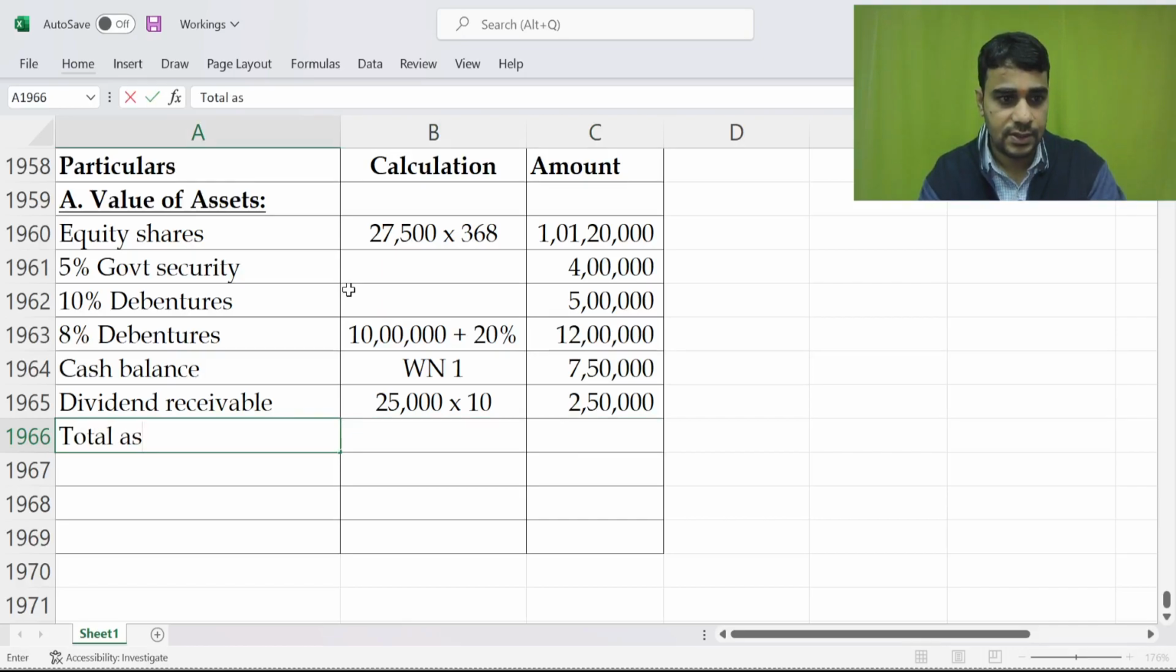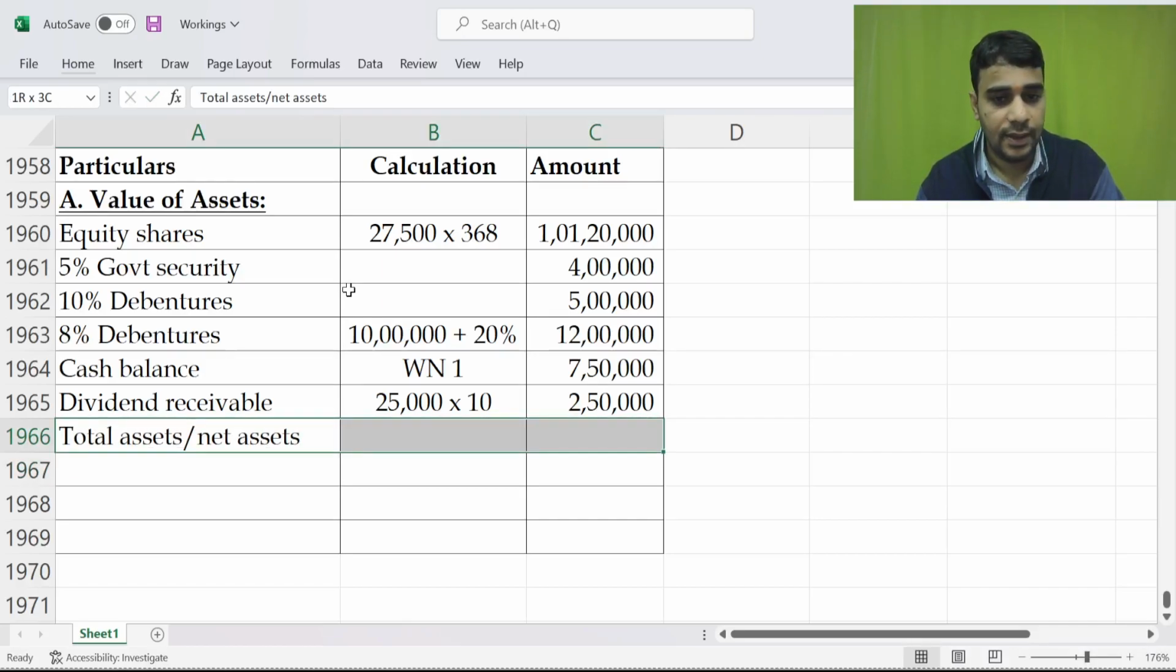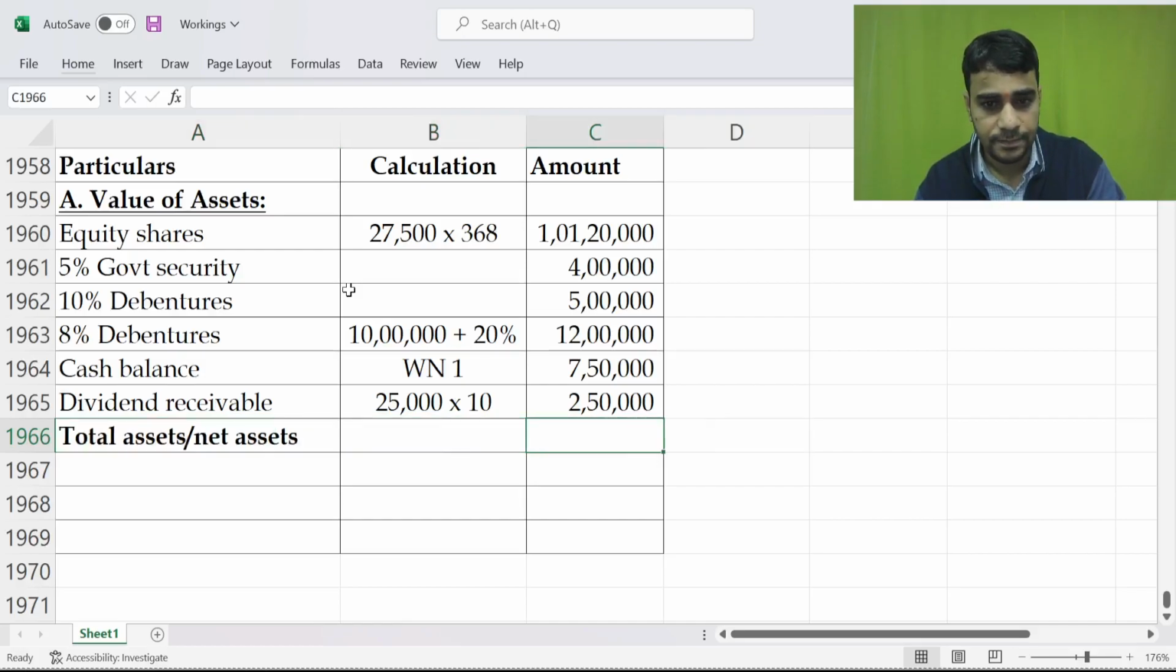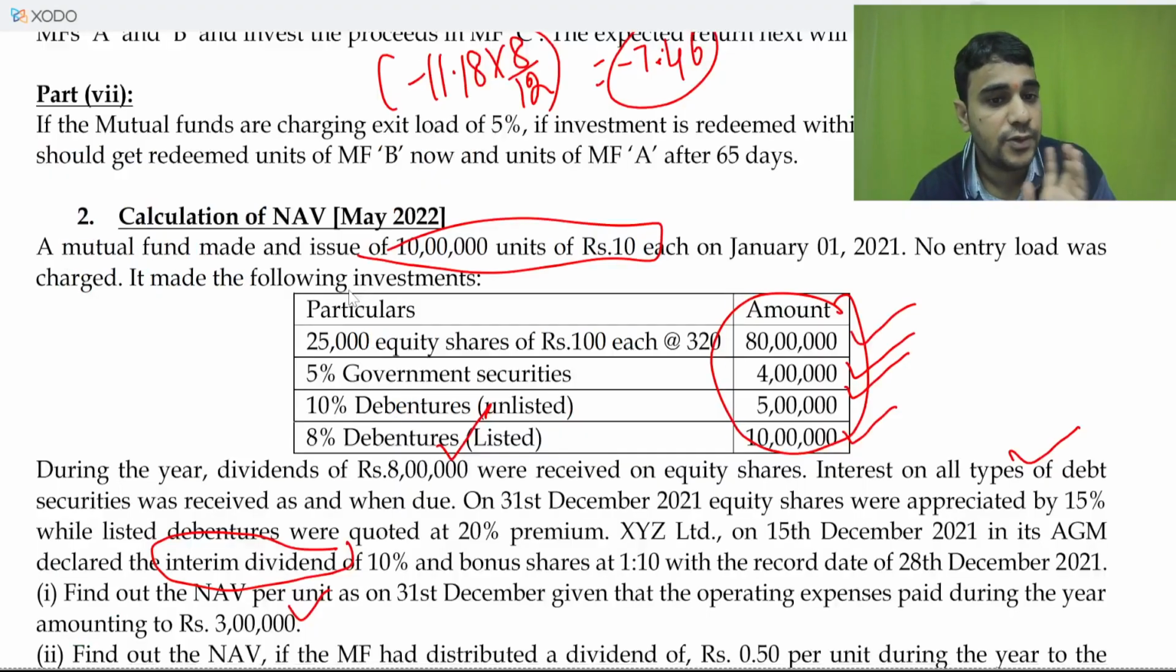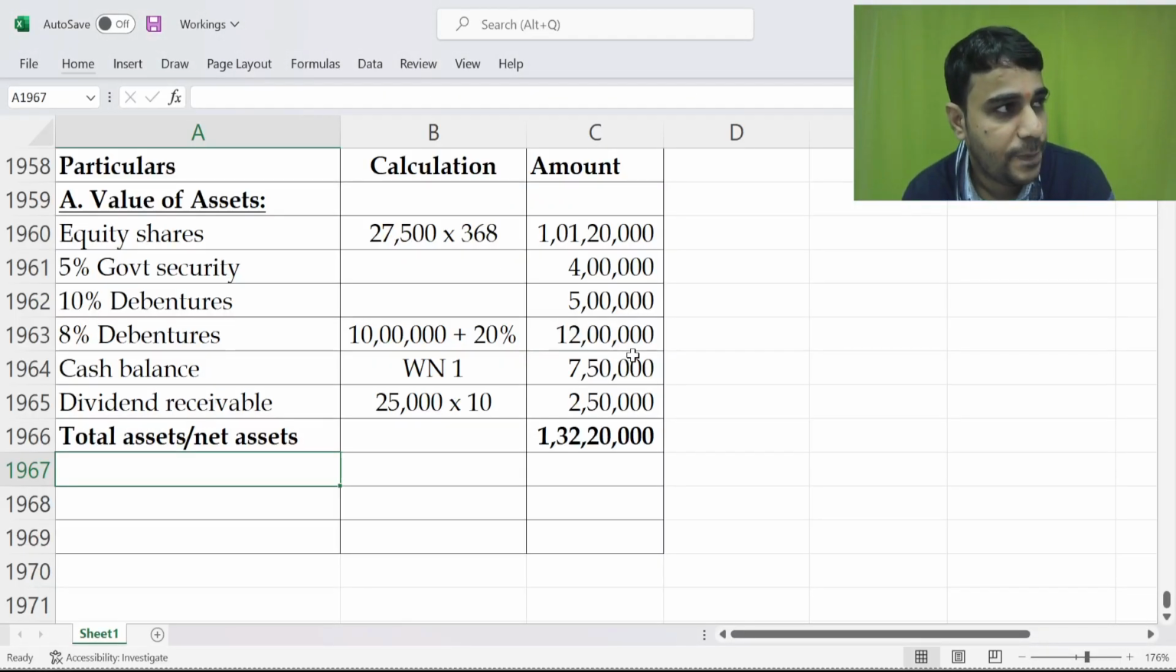Total assets slash net assets. There is no liability in the question, so I'm not writing less liability. Yep. 25,000 into 100 into 10%. Face value is 100, of 100 each. So 25,000 into 100 rupees into 10%.